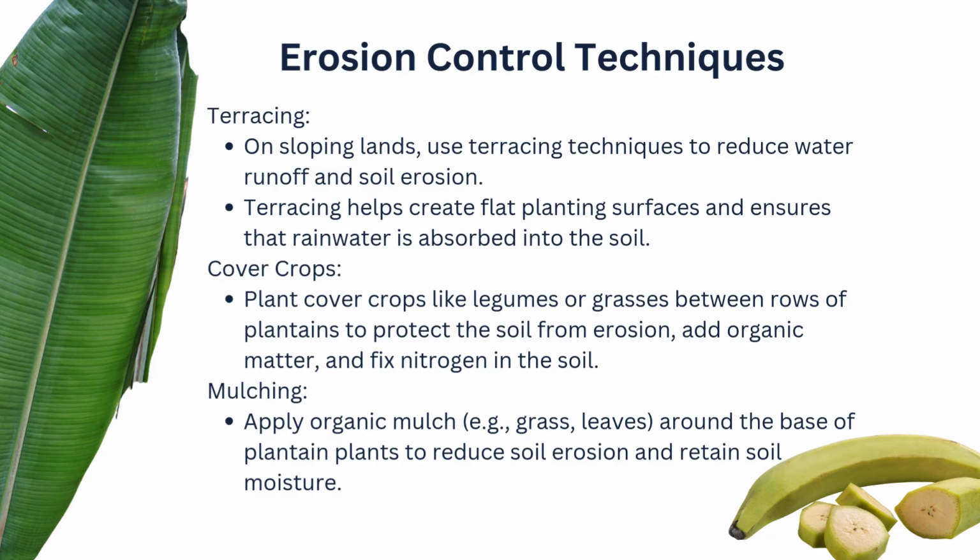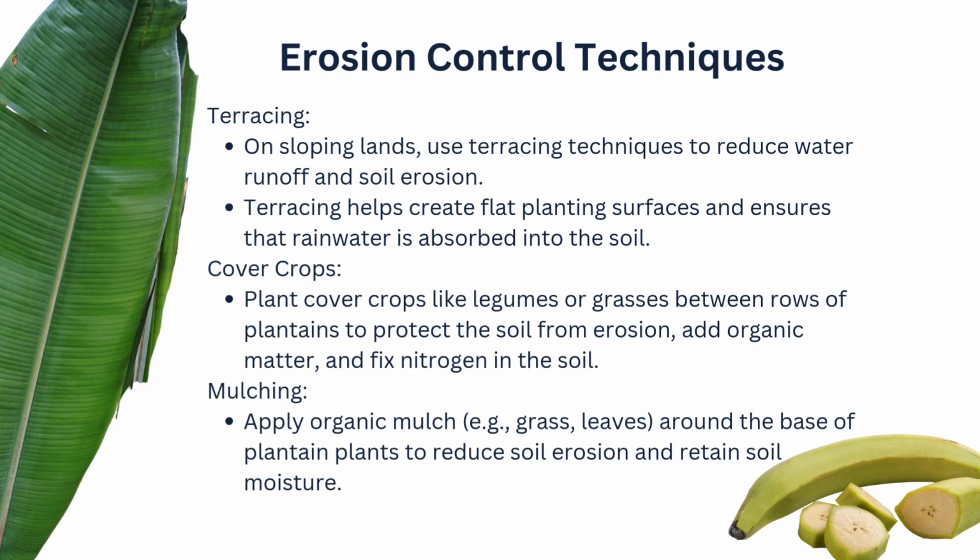Now the next thing you want to think about is how to control erosion, because if your plantain has too much water, especially in the earliest phase, or at any point, it will rot. There are three options that I have. First is terracing, second is cover crops, and third is mulching. Terracing is for sloping land: use terracing techniques to reduce water runoff, right? So this has to do with demarcating it well enough that you have steps and ranges.